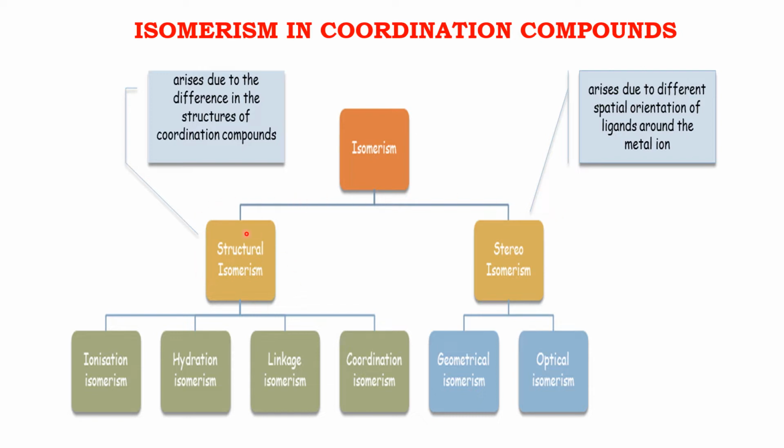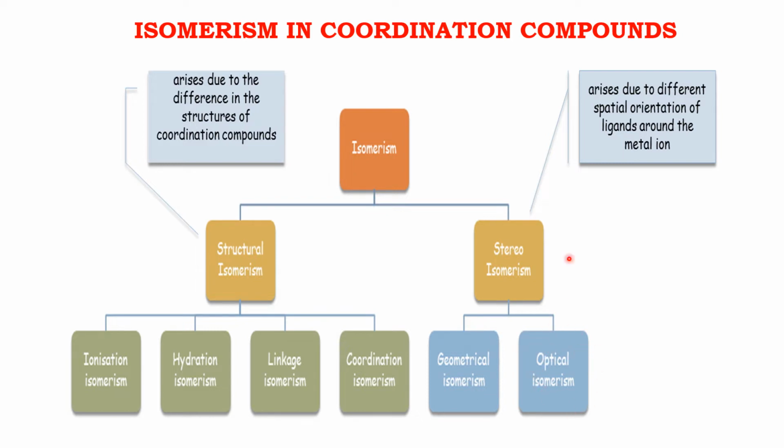But in structural isomerism, the molecular formula is the same but the metal ligand bonding will be different. Structural isomerism is again classified into four: ionization isomerism, hydrate isomerism, linkage isomerism and coordination isomerism. In all these four, the molecular formula may be the same but the metal ligand bonding will be different. Moving to stereoisomerism, it is classified again into two: geometrical isomerism and optical isomerism.